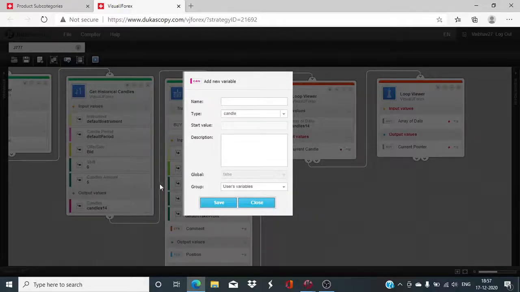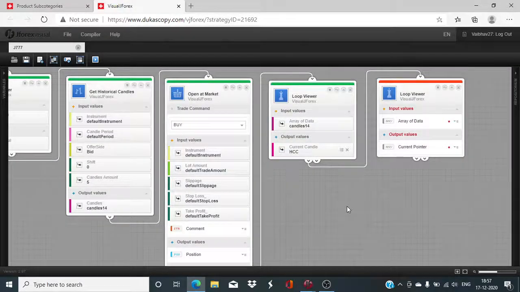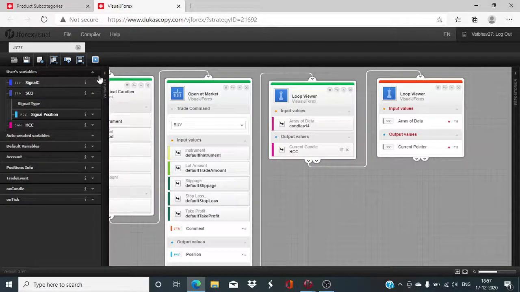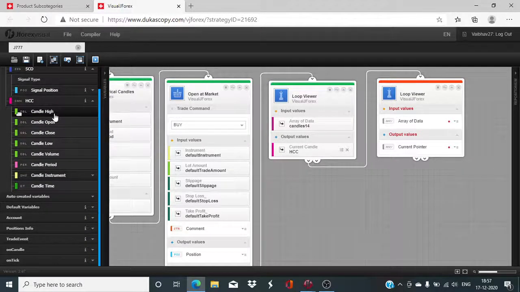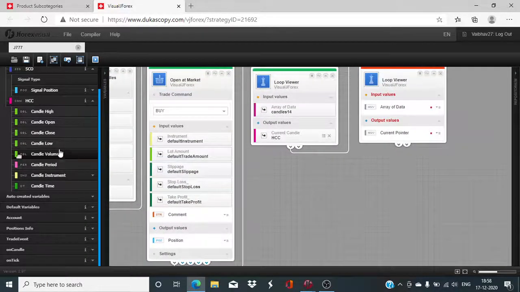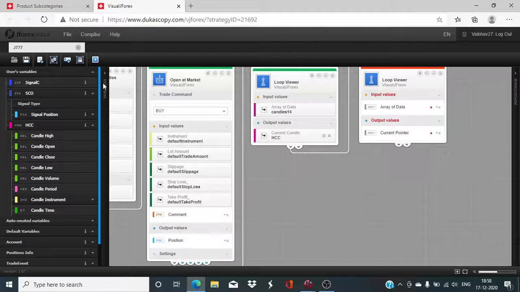We are looking at a 5 candles cluster. And if you want to access their individual data points, then that can be done only with the help of loop viewer. So we name it historical candle cluster HCC. Okay, and the data type is candle. We have saved it. Now let us go to the HCC, and you can then access all these individual data points of the historical candles: candle high, candle open, candle close, candle low, and all other data points.